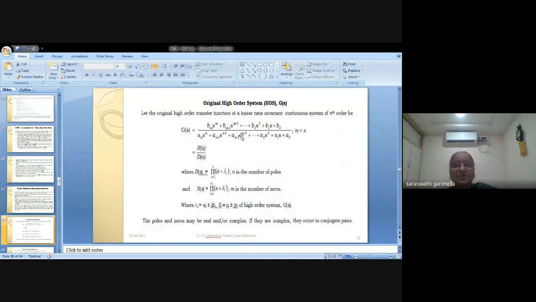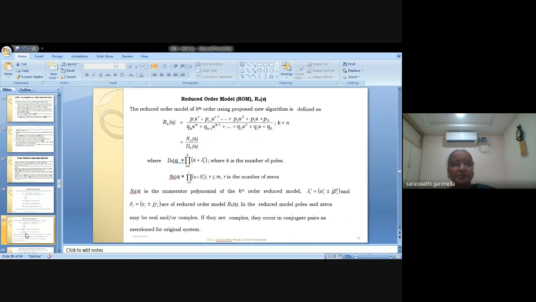So generally we consider the transfer function like this, m less than n. This is the denominator of the original and the numerator of the original, and the eigenvalues may be like this. These are the eigenvalues or denominator roots, and these are the numerator roots. So the poles and zeros may be real or complex. If they are complex, they occur in conjugate pairs. That is also what I wanted to say, because there will be a pair of complex conjugate poles, not a single one.